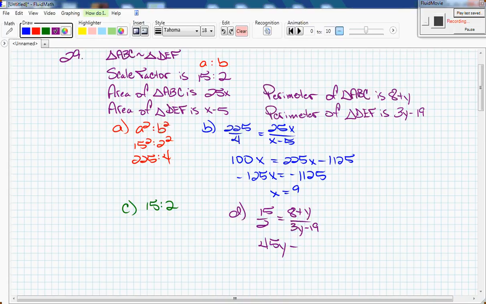Let's see if we can do that real quick. 15 times a negative 19 is negative 285, so minus 285 is equal to 16 plus 2y. We subtract the 2y, which gives us 43y. We add the 285, and 285 plus 16 is equal to 301. We divide that by 43, and what we get is y equal to 7.